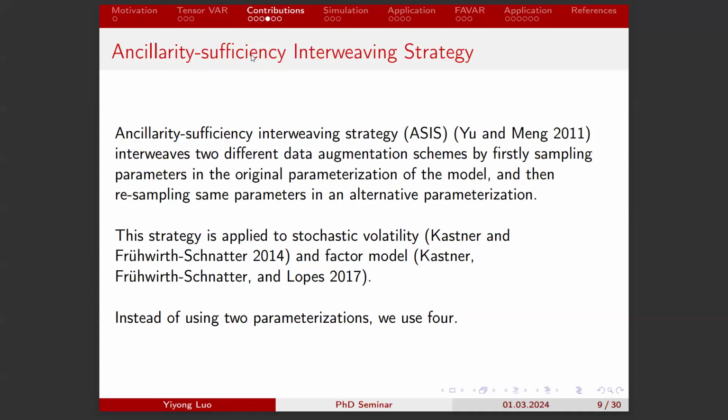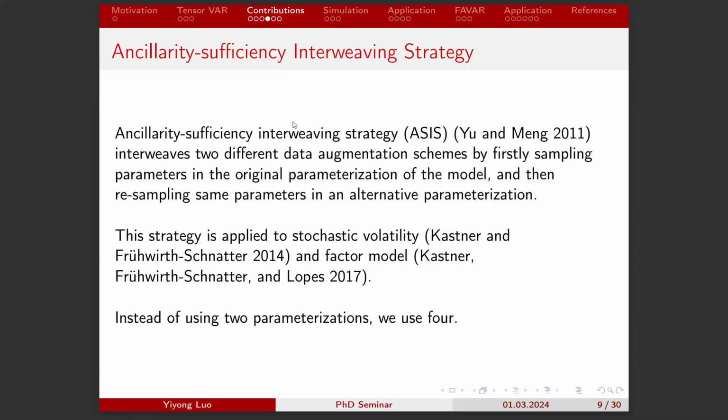So the full name is Ancillarity Sufficiency Interweaving Strategy, or ASIS, proposed by Yiyong Luo. Basically, you have two data augmentations, ancillary and sufficient data augmentations, or you can call them parameterizations. You first start the sampling from just one of the parameterizations, either of them, and then rearrange the terms or modify your parameters based on the second or alternative parameterization. Then resample the same set of parameters using the alternative parameterization.